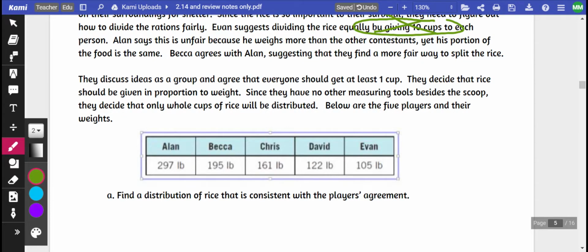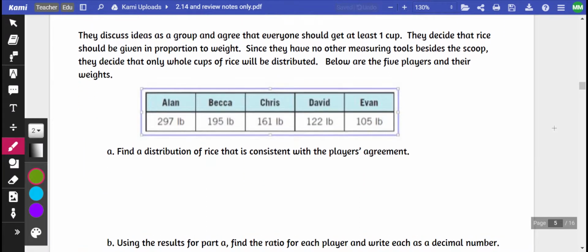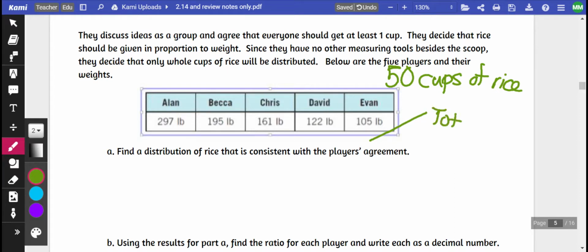For part A, it says to find the distribution of rice that is consistent with the players' agreement. So we know that we have a total of 50 cups of rice. And we're going to be splitting them as evenly as possible between the different contestants. So I want to think of each contestant's weight compared to the overall total of the group. In order to compare it to the overall total of the group, I want to add up all of the weights. If I add up the weight of all of the players, I end up with 880 pounds.